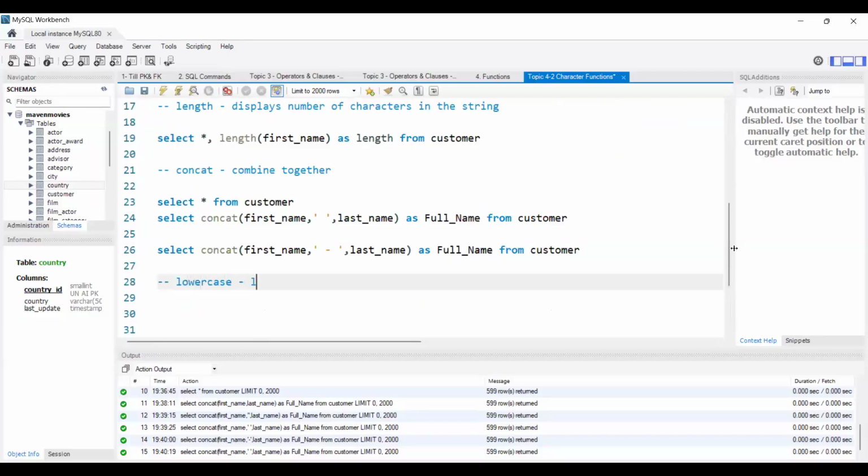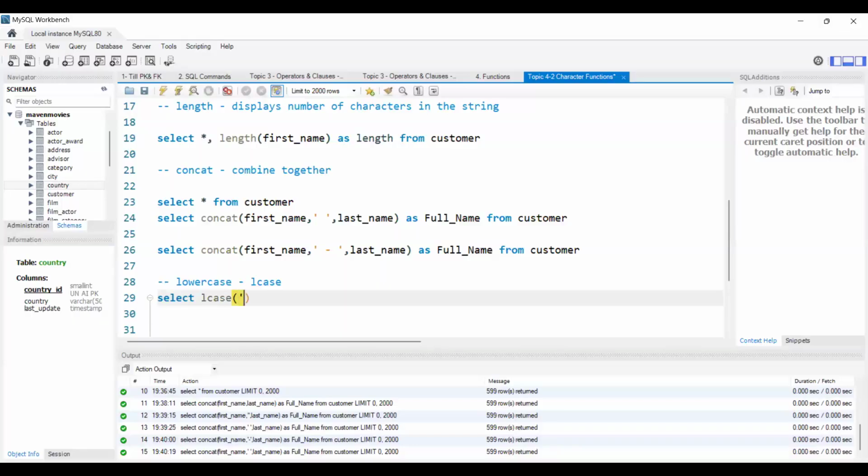Lowercase, basically we will use it as LCASE. The function will be LCASE. For example, first and foremost, SQL is case insensitive. Whatever we write, capital letters or small letters, it will be the same. But if you want to write anything in completely capital letters, we will use UCASE.